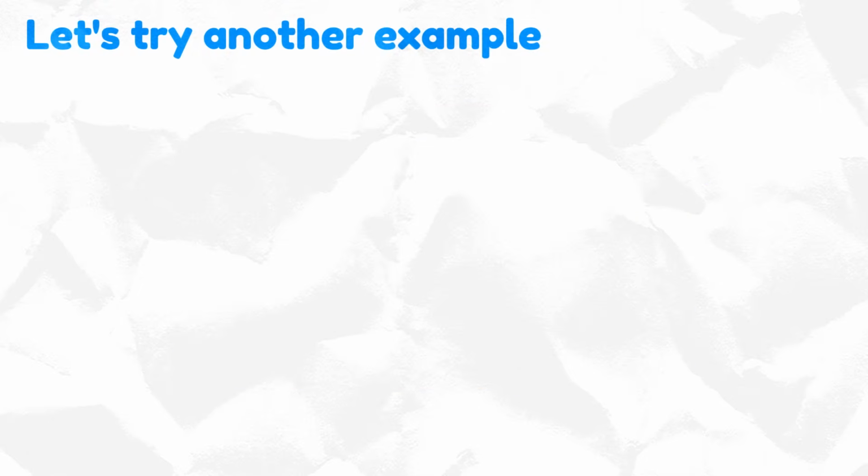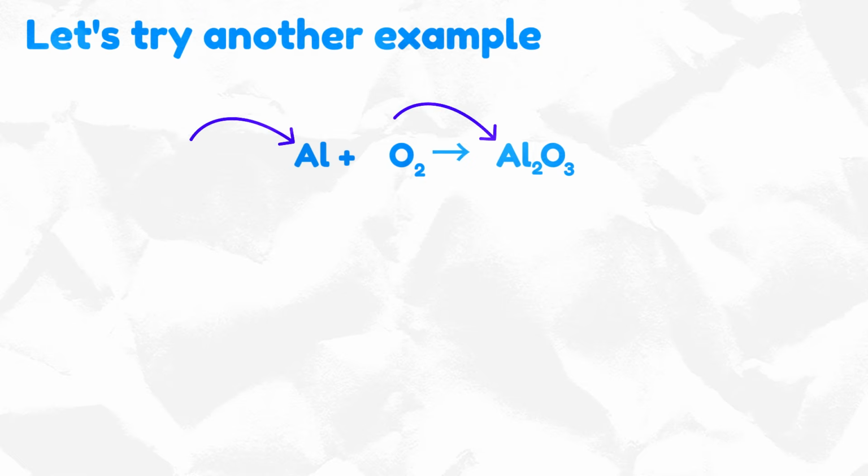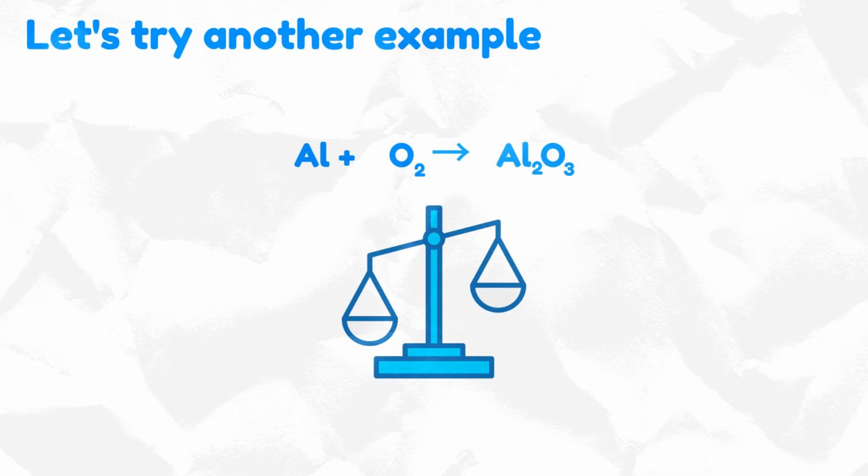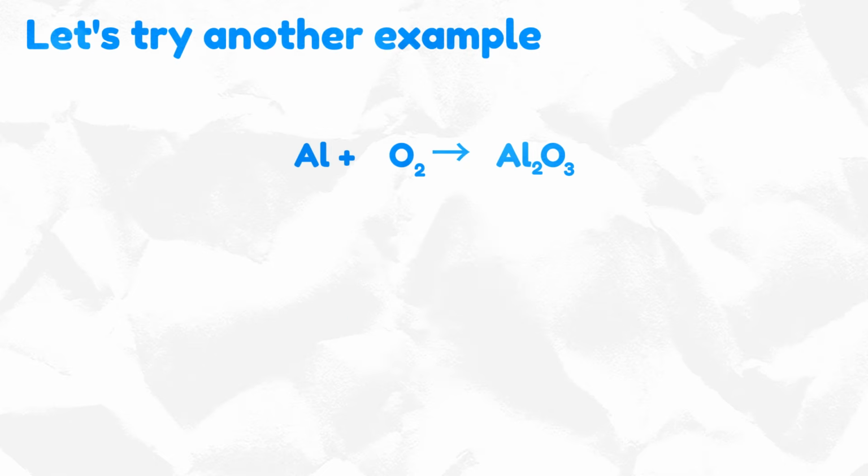Let's try one more but a more complex reaction this time. Here we have 1 aluminum atom on the left but 2 on the right. Also, we have 2 oxygen atoms on the left and 3 on the right. So this equation is not balanced. To balance this equation by using the hit and trial method, we place a coefficient of 2 before the aluminum on the left side. Now, if we check the oxygens, we have 2 oxygen atoms on the left and 3 oxygen atoms on the right.